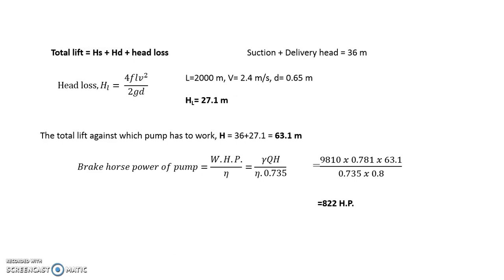I hope you have understood this. We have just designed a pipeline for a population of 1 lakh with liters per capita daily of 150, and the diameter designed is around 0.65 meters, and the brake horsepower is 822 horsepower.